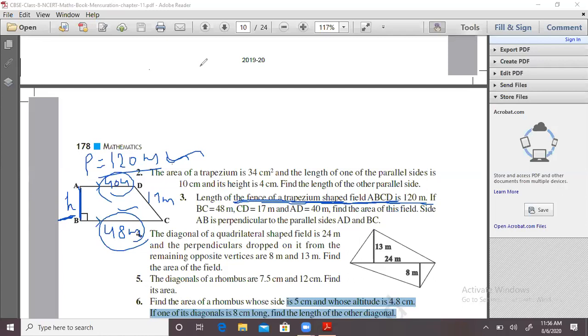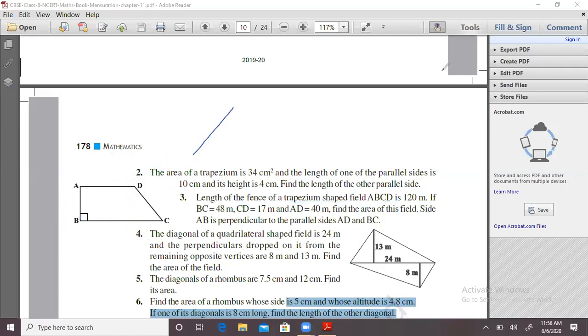And if BC is equal to 48 meter, CD is equal to 17 meter, AD is equal to 40 meter, find the area of this field. Side AB is perpendicular to the sides AD and BC. You can see trapezium. If we see trapezium is of this shape, and this is the height. But if we take it like this, then this is the height here and this is still also a trapezium, because according to the definition, if these two lines are parallel, then this is trapezium.